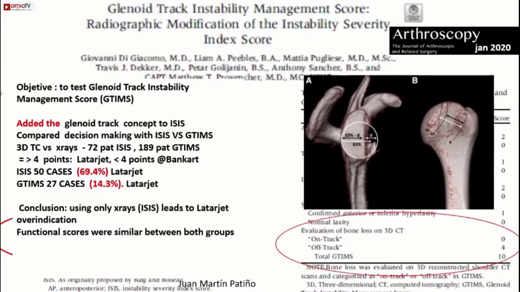Finally, using the ISIS score, they indicated Latarjet in nearly 70% of the cases. On the other hand, using the new score, they indicated Latarjet only in 14% of the cases. So they concluded that using only X-rays, like ISIS, may lead to Latarjet over-indication.